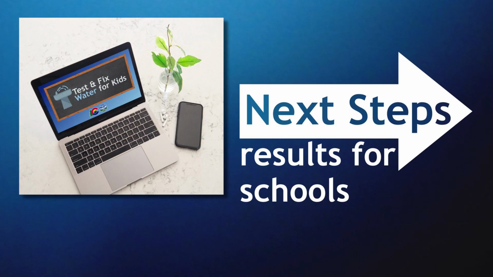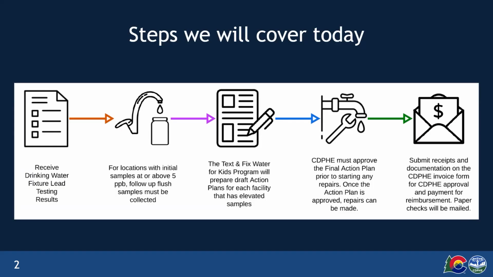We are going to go over the Test and Fix Water for Kids next steps process associated with results and what to do when you receive them, all the way through taking action and receiving reimbursement if applicable to your facilities. We will be covering the process from receiving results to final reporting.